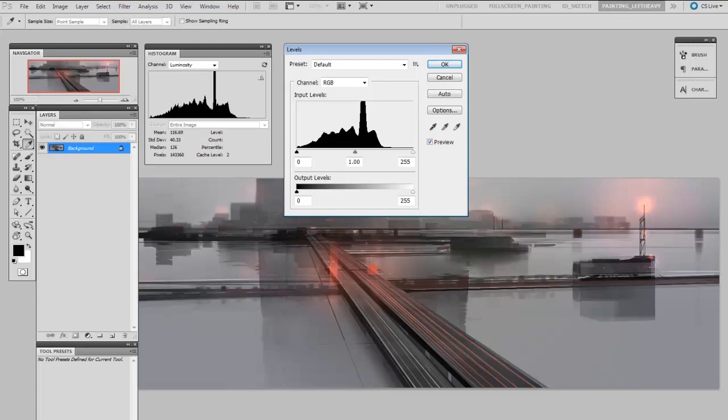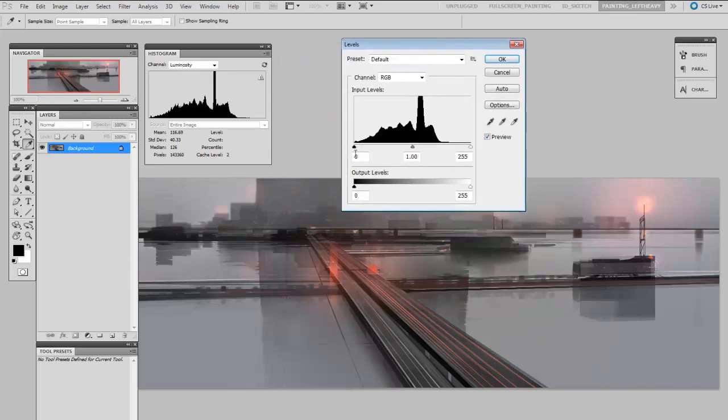This just proceeds from the darks on the left side, the lights on the right side, and the midtones in the middle. And the taller the spike on the graph is, the more of that value is in your image. So for me, I've got a lot of midtones in this painting. You can see there's almost no high values, and there are some low values, but not too many.